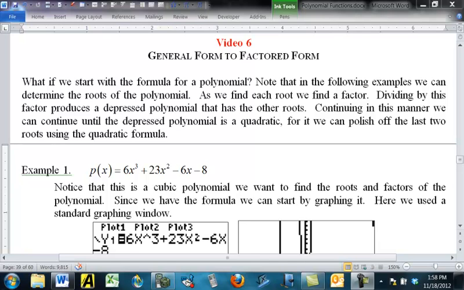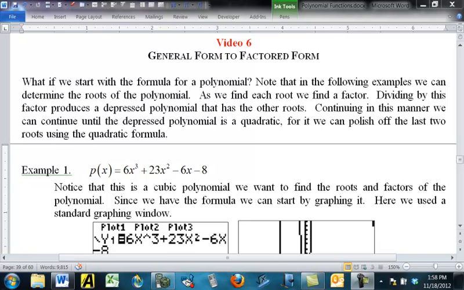Any of these that turn out to be a rational number, we can use synthetic division to divide out. We know what the factor is that corresponds to it. When we get a zero remainder, we'll know that x minus that root is a factor, and we'll know what the other factor is, which will be a polynomial of one smaller degree. We call that the depressed polynomial, and it has the other roots.